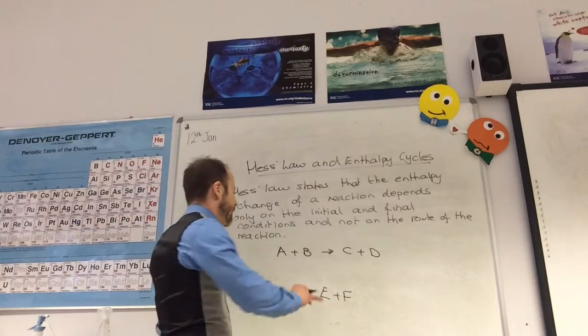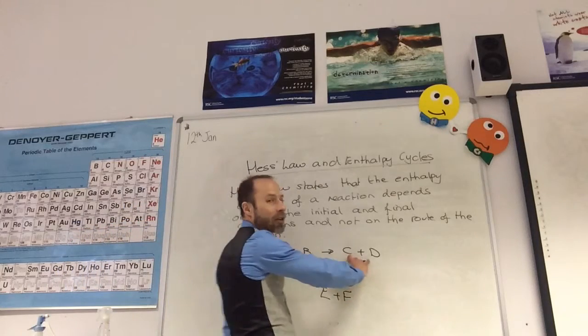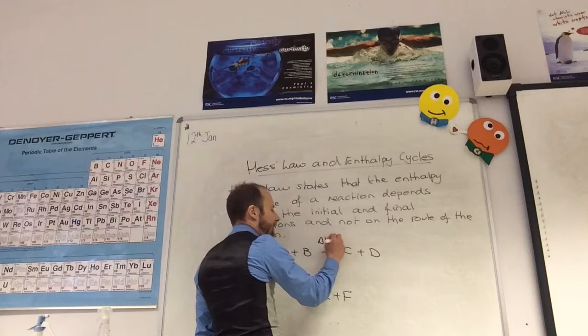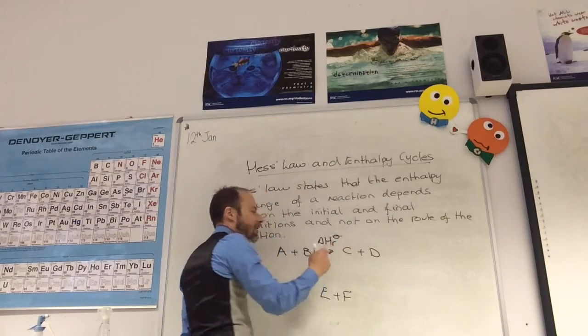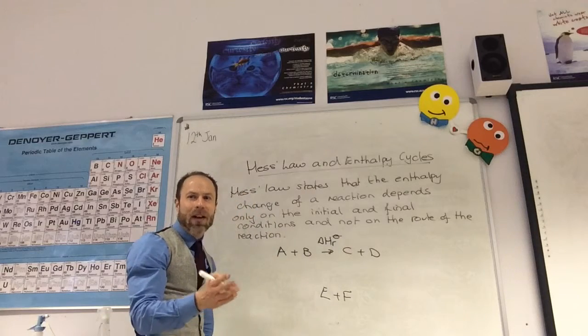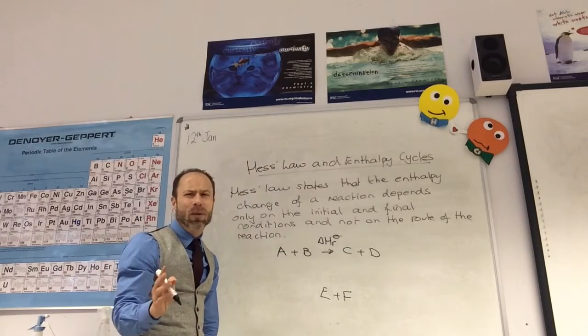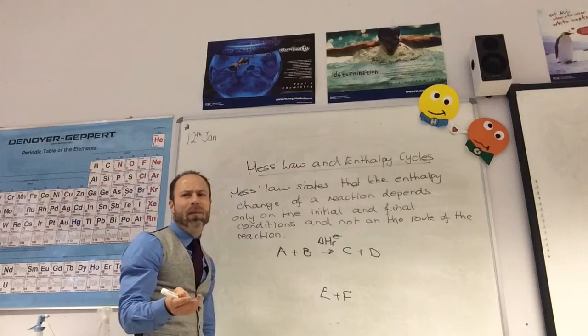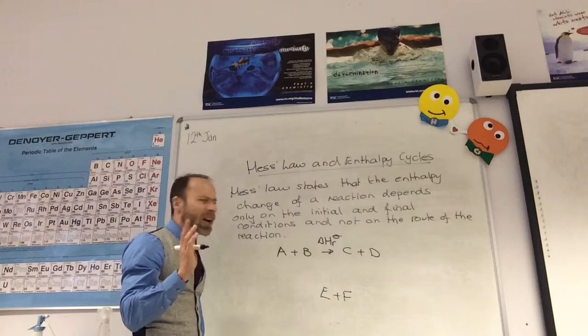Let's say I've got reactants going to products and I want to find delta H for that reaction. So delta H for that reaction, that's what I want to find. But I can't do it. It's an impossible reaction for me to actually do. And we'll look at why it could be possible later on. I just can't do it in the lab.